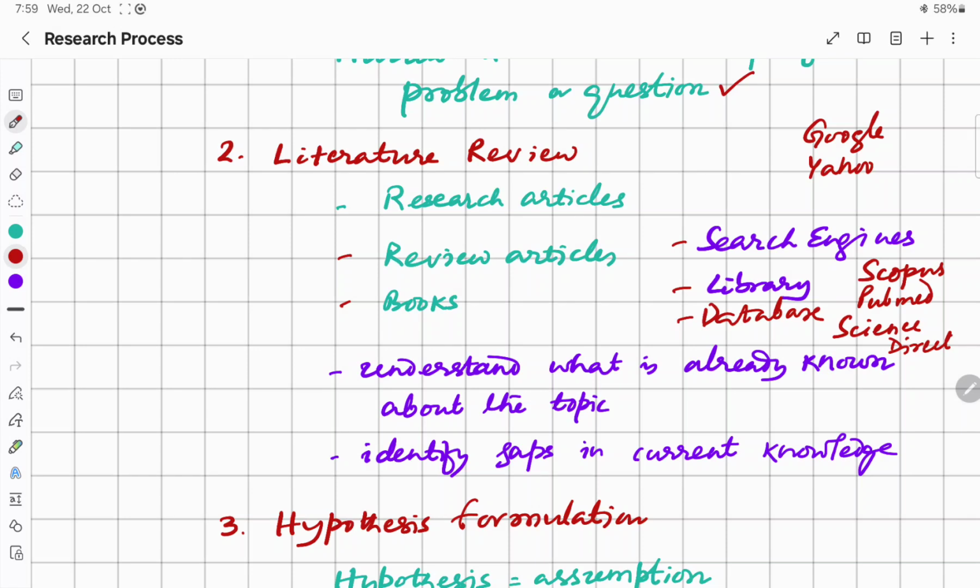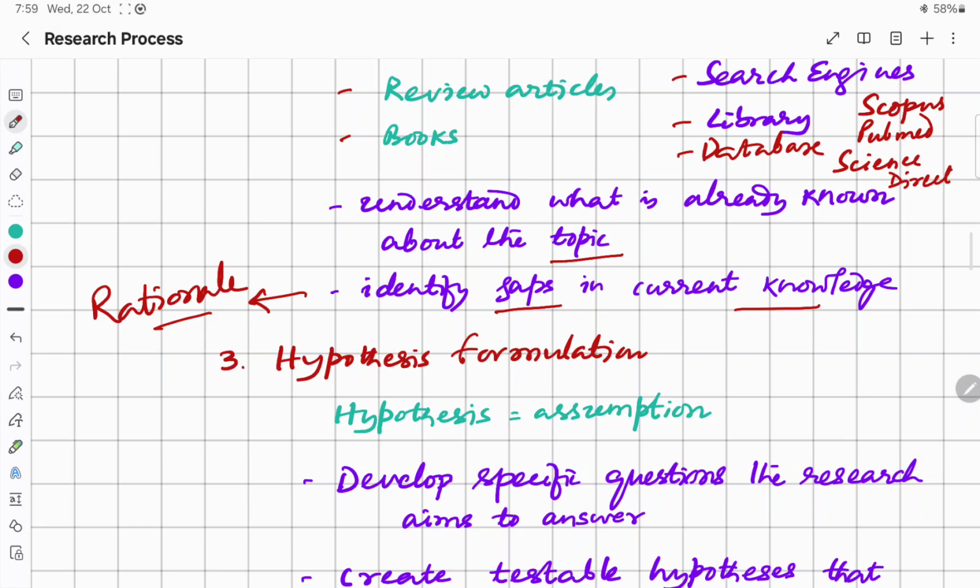get necessary information based on our problem, and in that case we should know, or we should understand what is already known about the topic, and then we have to identify the gaps in the current knowledge. And once we identify the gaps in the current knowledge, then we can develop the rationale of our study.